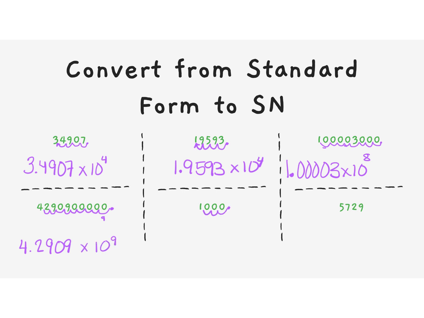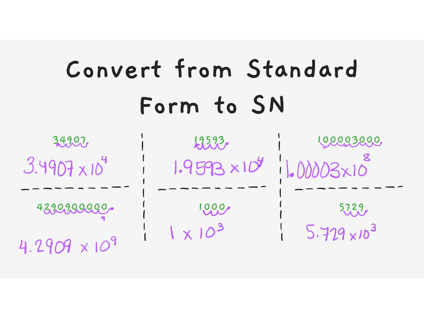Decimal 1, 2, 3. 1 times 10 to the power of 3. That would be 1,000. And last but not least, 1, 2, 3. We have 5.729 times 10 to the power of 3.